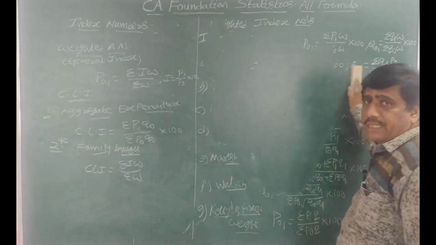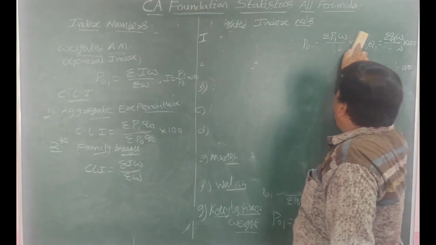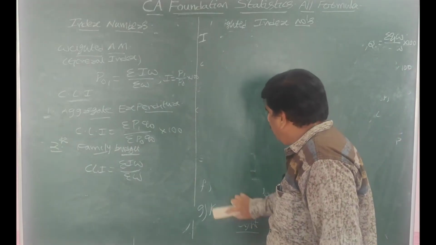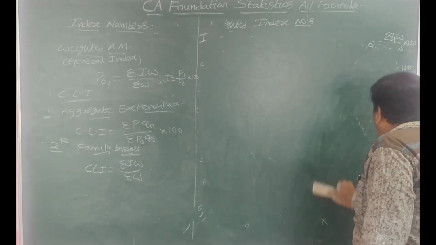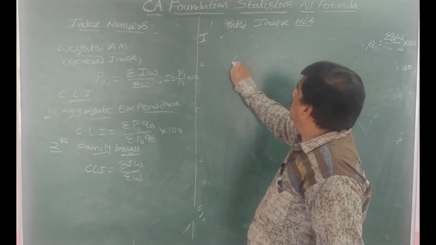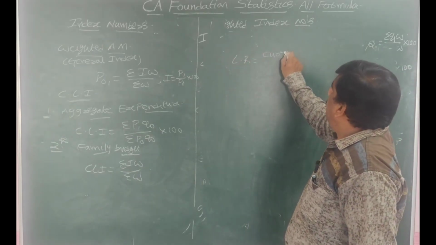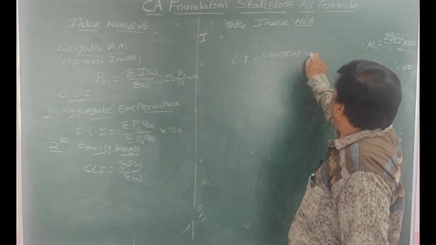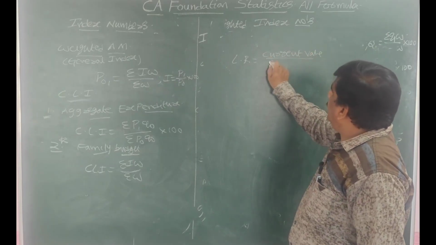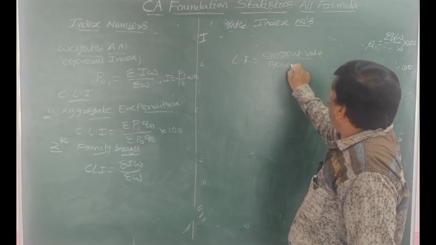fixed base index number, chain base index numbers are there. For chain base index, first of all we have to compute link relative. Formula for link relative is current value by previous value into 100. Link relative formula, current value by previous value into 100.